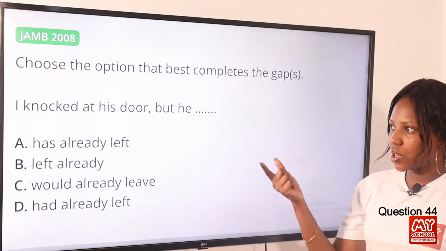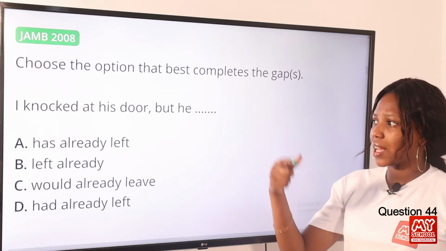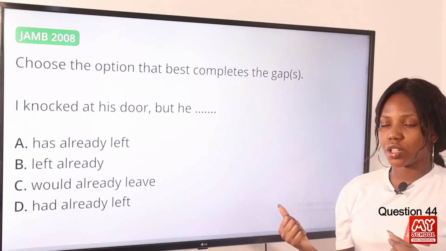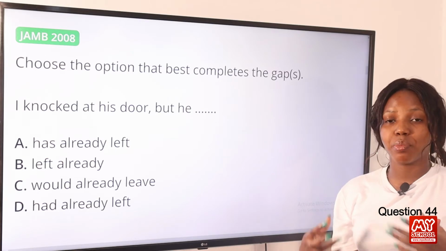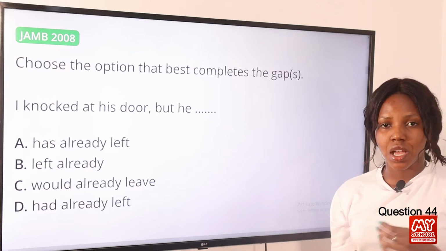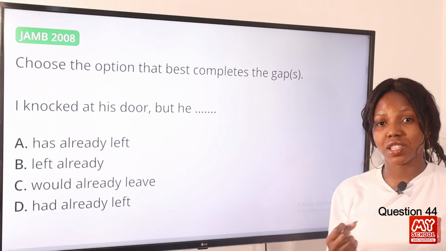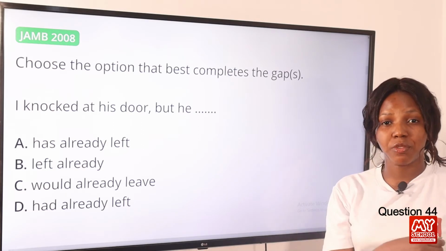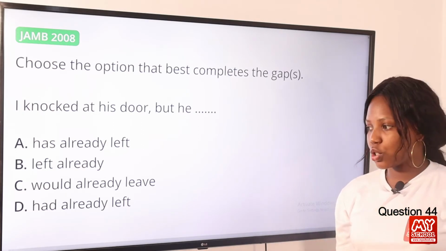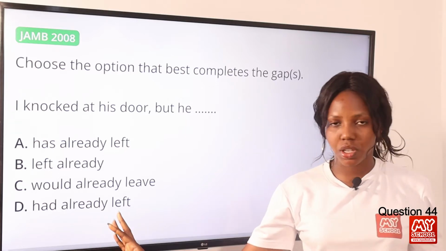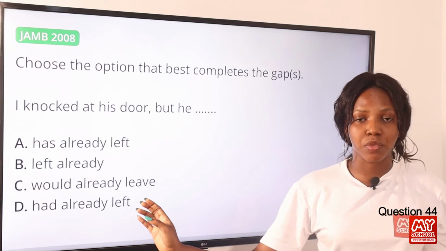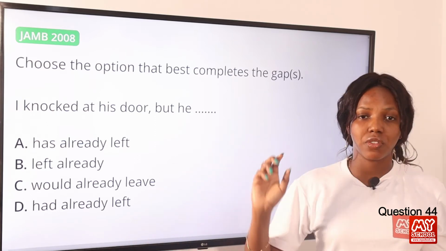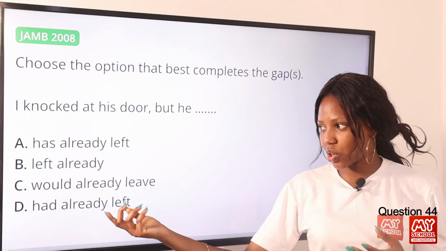Now let's study the sequence of events in this sentence. I knocked at his door, but he dash. Something had already happened before he knocked. This indicates a perfect tense, a past perfect tense. A past perfect tense is used to express that an action was completed in the past before another action took place. So we have had already left, and this is the perfect answer to this question because it signifies a past perfect tense. So option D is the correct answer to this question.